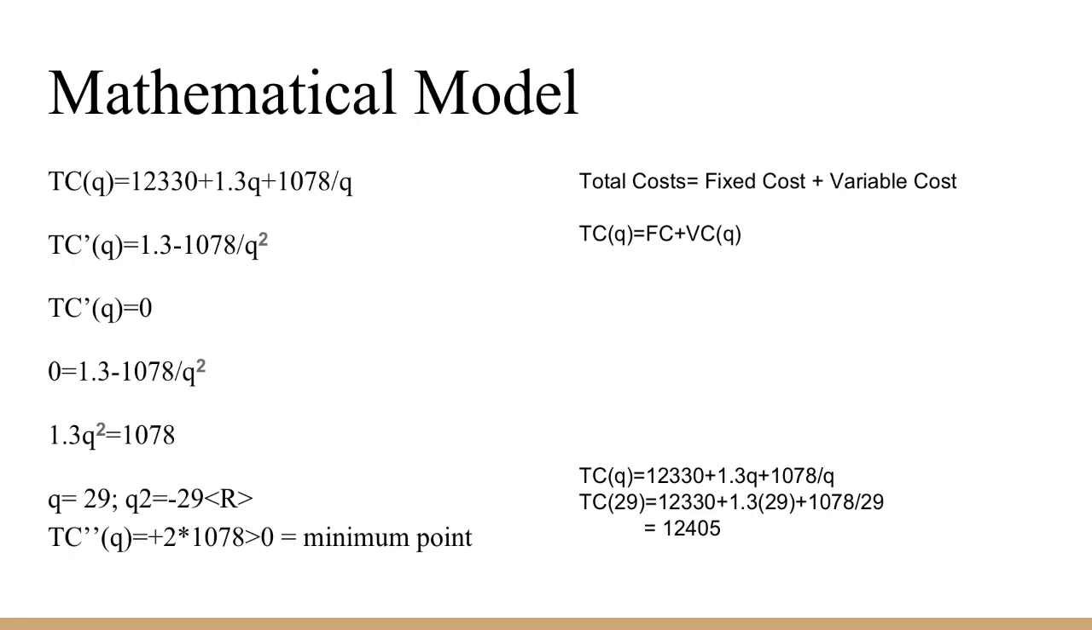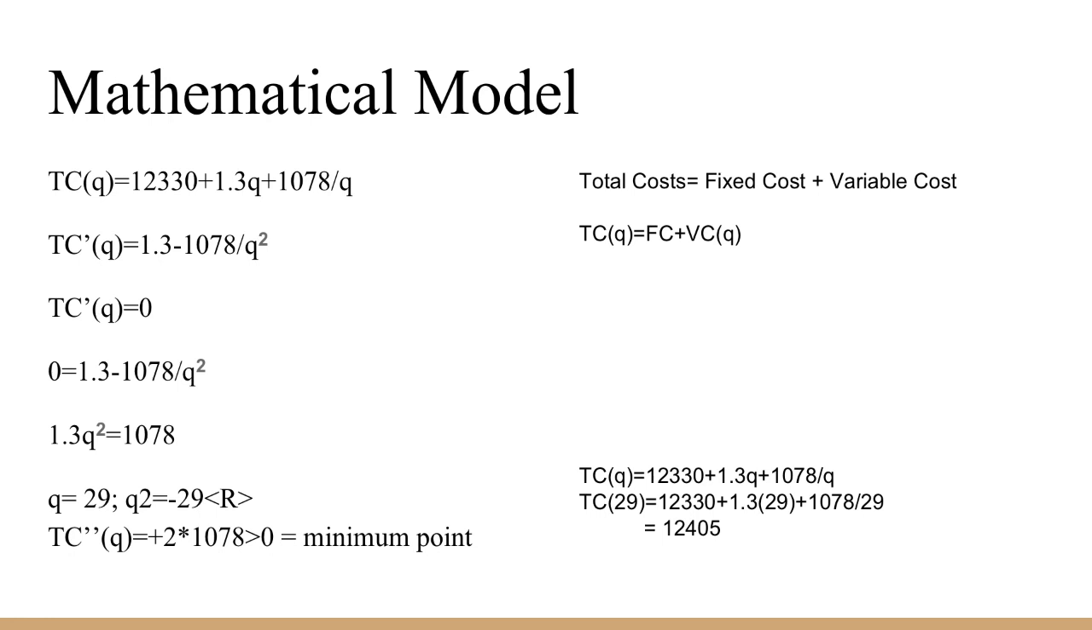Now, saying that, let's go back to the function. Fixed cost is 12,330 and the variable cost is 1.3Q plus 1078 over Q. So the total cost function is 12,330 plus 1.3Q plus 1078 over Q. First, let's differentiate the total cost function, which is TC'(Q). It'll be 1.3 minus 1078 over Q squared.